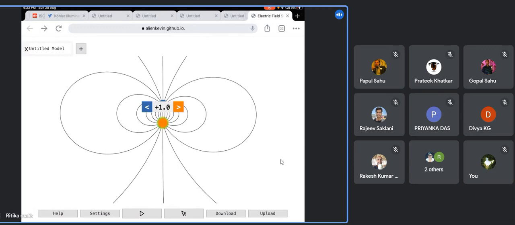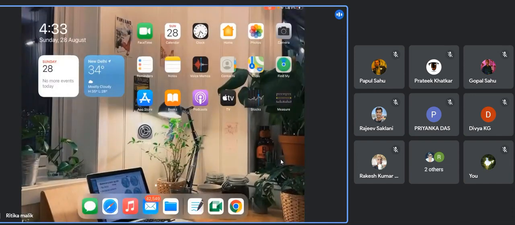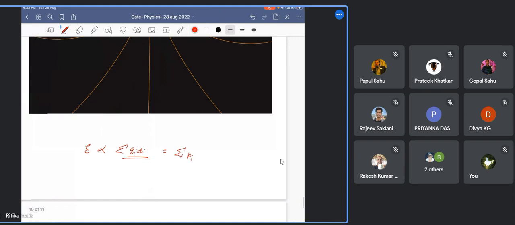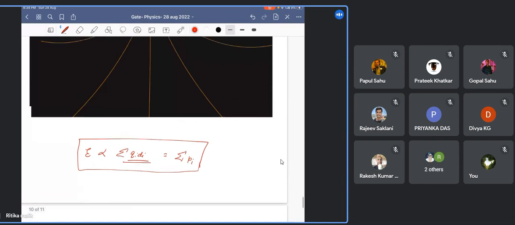So in the case of the electric dipole, the electric field not only depends on the charge, but it depends on the multiplication of charge and distance, q times d, which is obviously the electric dipole moment of the system. So this is the main point that we have to consider whenever we try to solve a GATE problem using the concept of electric field. Now we can go towards solving our problem.